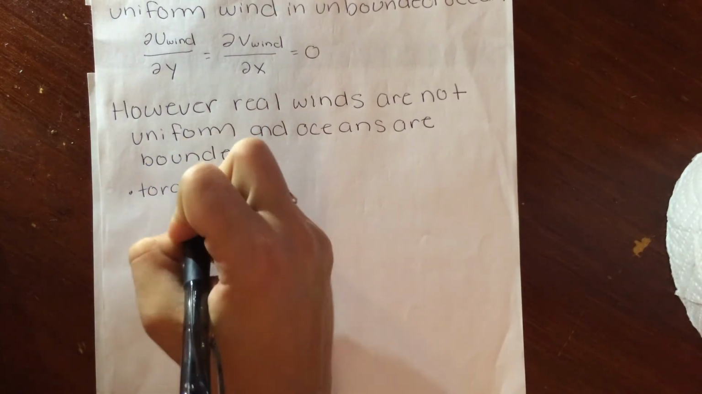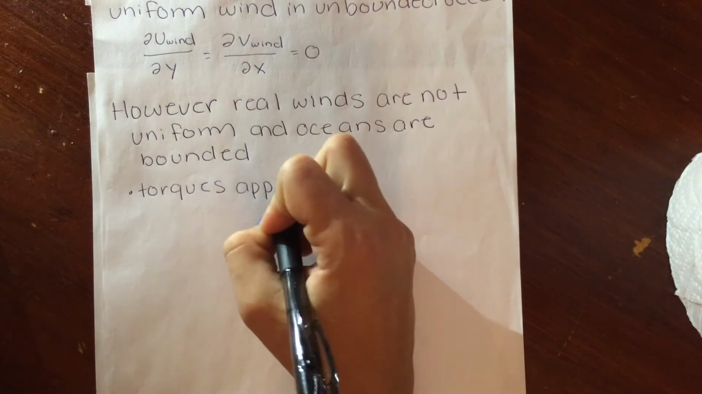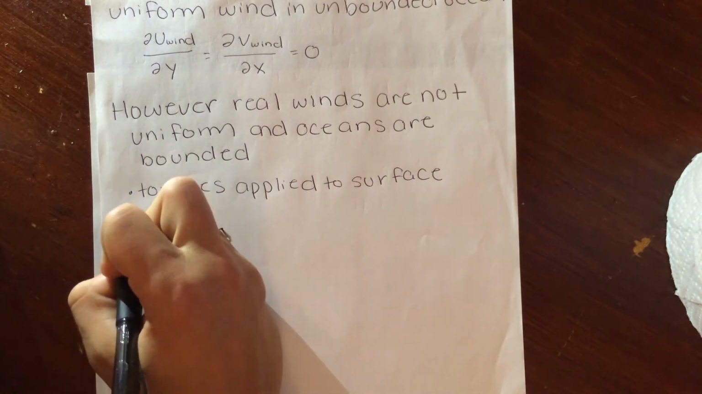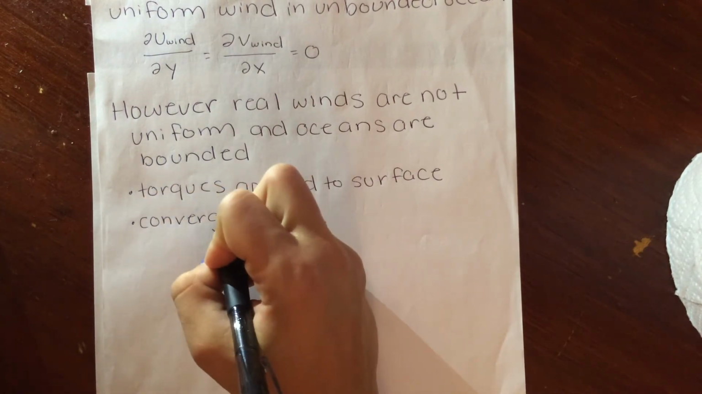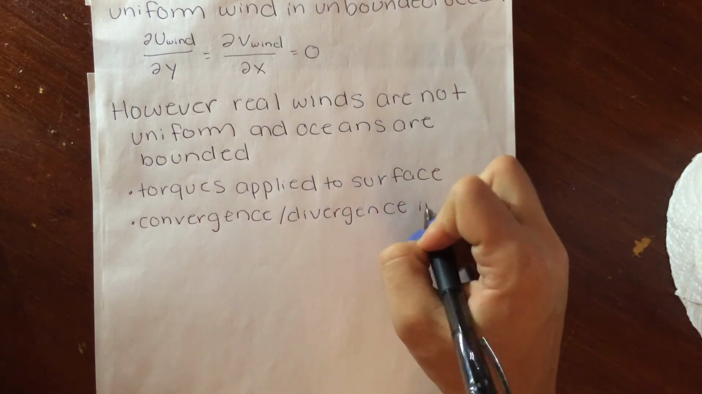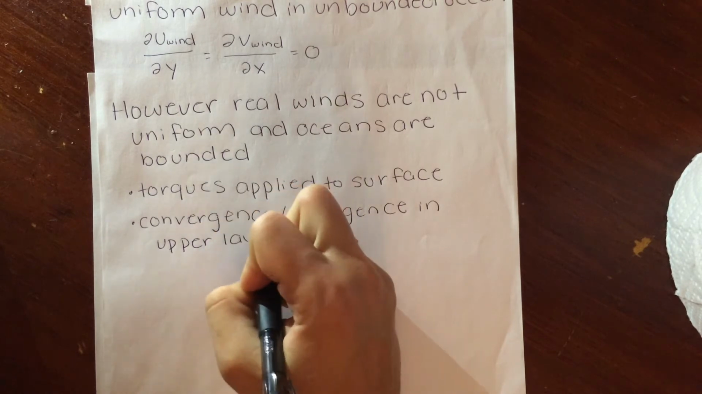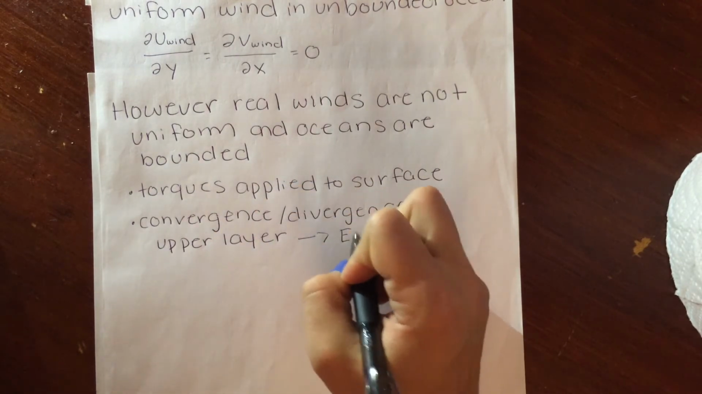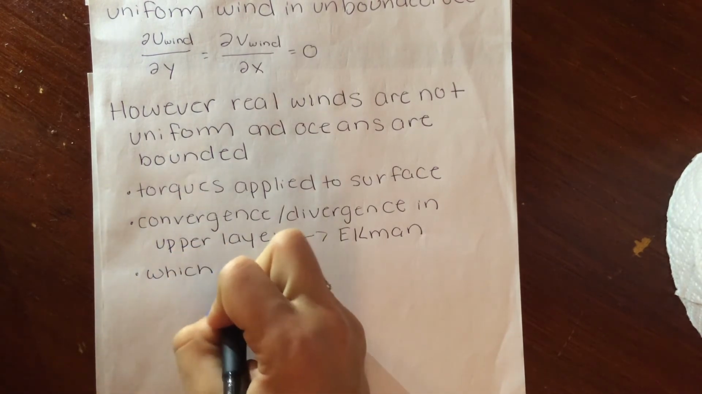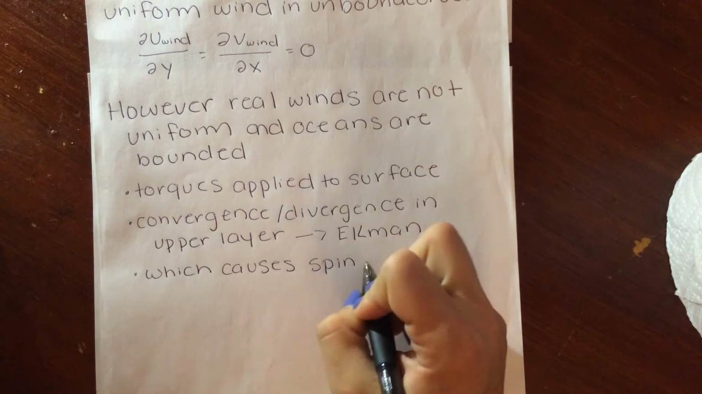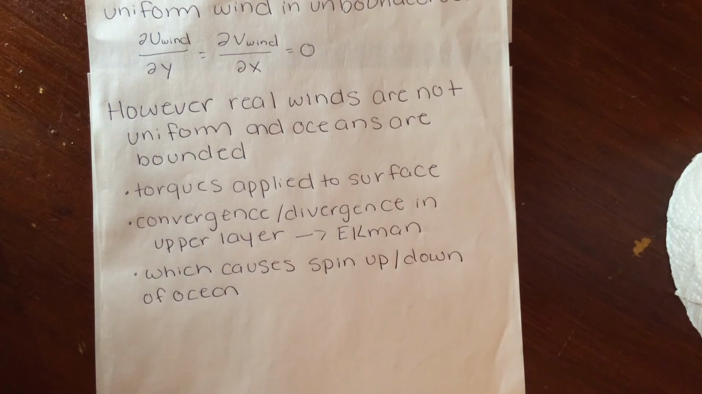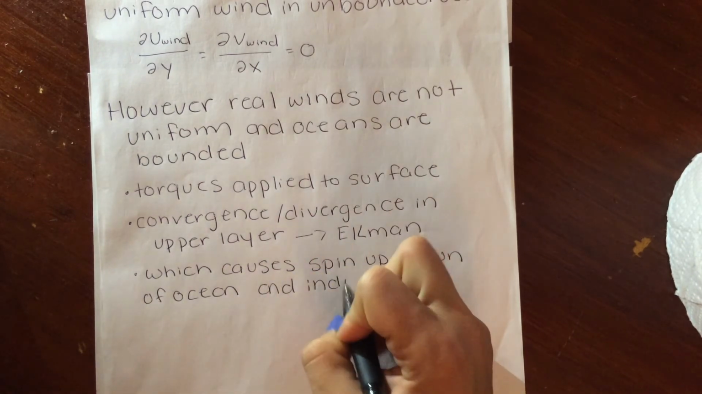Alright, so these non-uniform winds impact the surface stress on the ocean. We often observe torque, or rotational force, applied to the surface. We have convergence or divergence in the upper layer, which is just Ekman pumping that we talked about earlier in this lecture, and this Ekman pumping causes a spin up or spin down of the ocean below the depth of the Ekman layer. This is Sverdrup transport, and the Sverdrup flow is the total response of the ocean to wind stress below the Ekman layer.